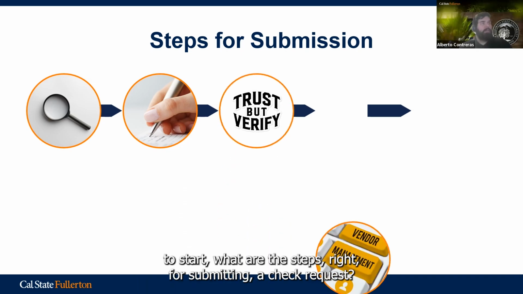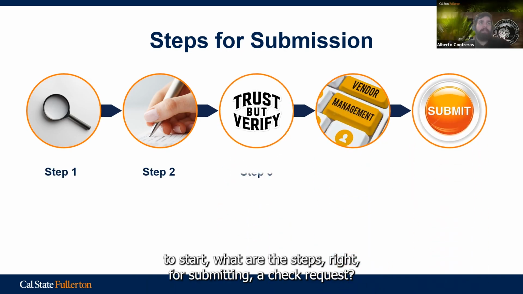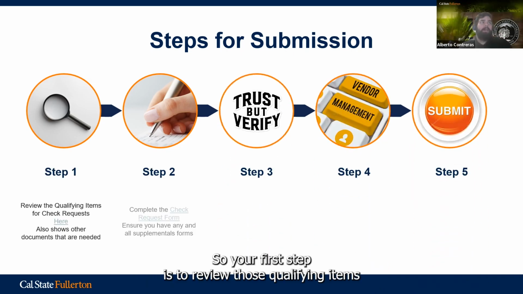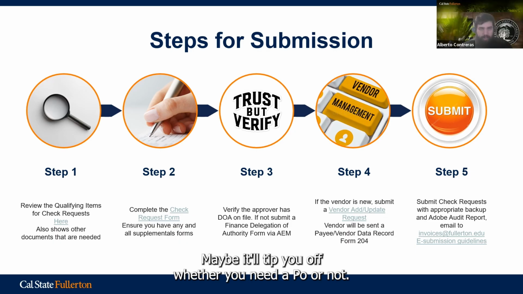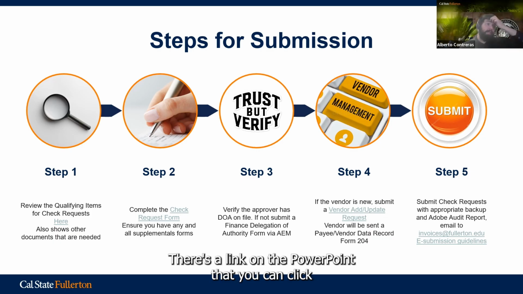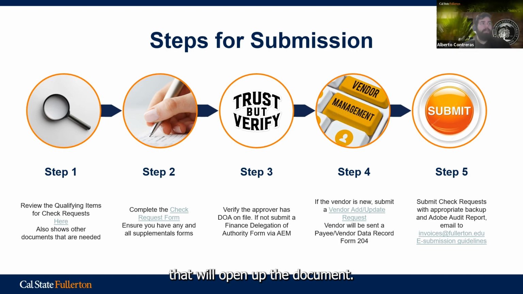But to start, what are the steps for submitting a check request? So your first step is to review those qualifying items so that you know that it's on there, that you can process. Maybe it'll tip you off whether you need a PO or not. So start with the list. There's a link on the PowerPoint that you can click that will open up the document.